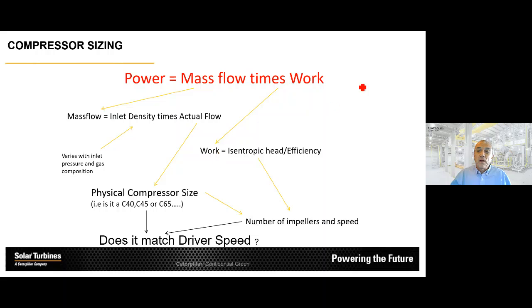Now, the work part. The work is essentially the isentropic work divided by the efficiency, and the more impellers I have and the faster I spin them, I get more work. So the amount of work determines the compressor speed, the size of the impellers, and the number of the impellers. And then, of course, the next question, in particular when I want to drive that compressor with a gas turbine, is: does this size match the driver speed? Because the bigger the gas turbine becomes, the slower the power turbine wants to run, which in general works very well because also the bigger physically the compressor becomes, the slower it wants to run. But that's the general idea of how we come up with compressor sizes.